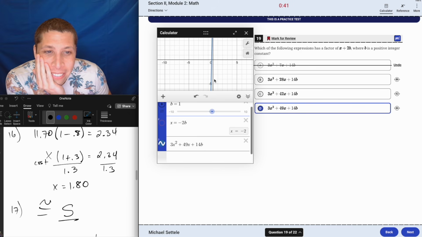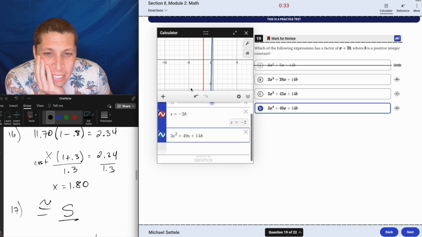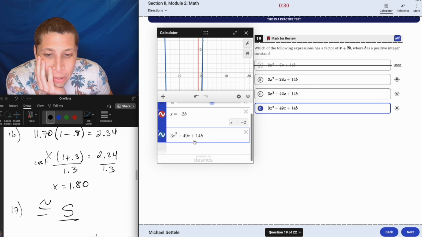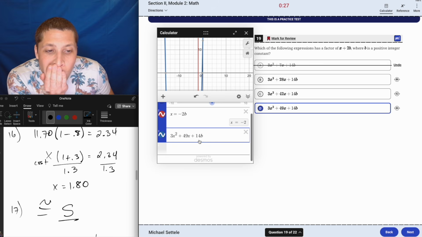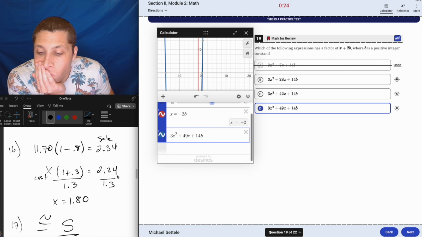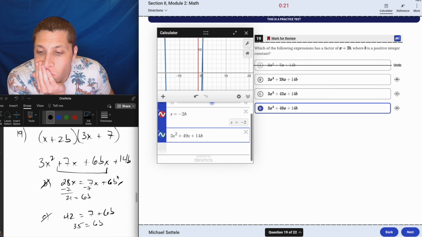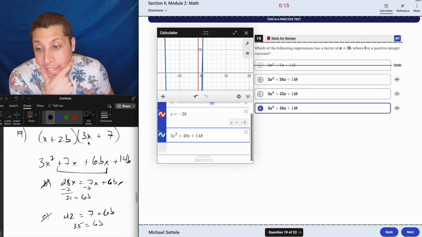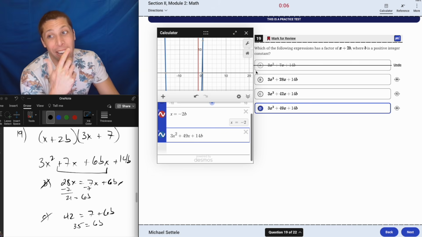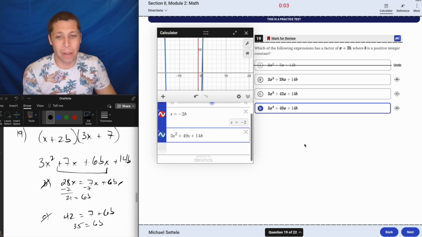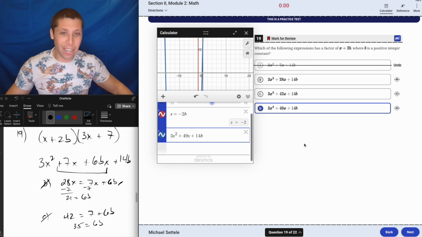Oh crap, I could be wrong here. I don't know what I'm doing. 3x squared plus 49x plus 14b. X plus 2b. How would we get that? We would need 3x out front and 7. I don't know. This one's tough. I might have done something wrong here. I don't know what I'm supposed to do to check this, but I guess we'll find out in 2 seconds. So there you go. Not so bad.